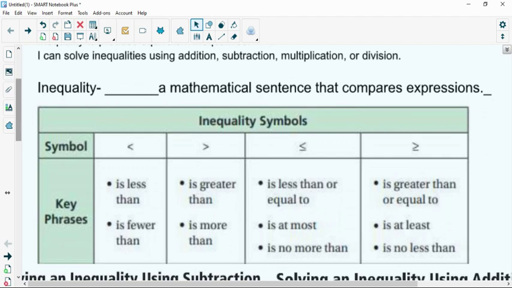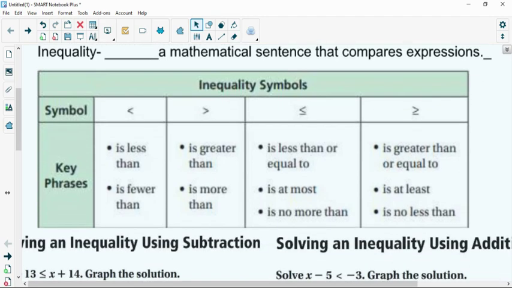Now, in math, we use four symbols for comparison. Your most common ones you've heard of would be the less than and greater than. But we're adding into this the idea of something being less than or possibly equal to something, and then something that is greater than or possibly equal to something.